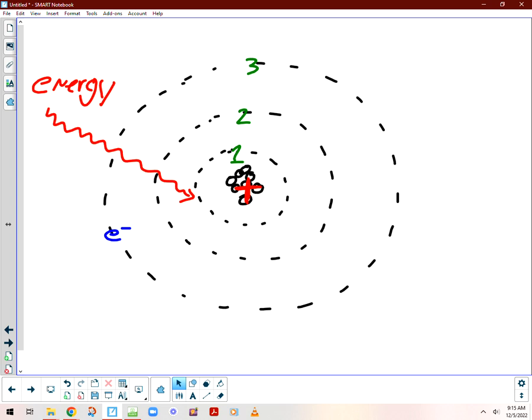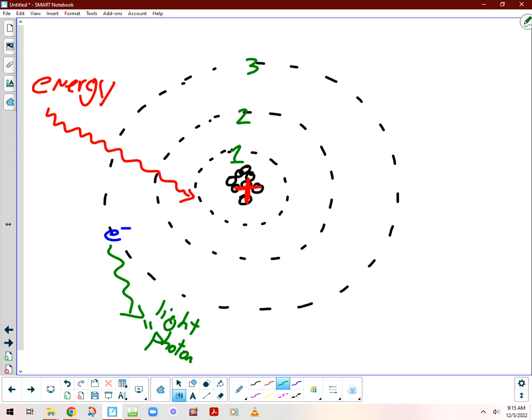Now, it can't stay up there, and it can't hold on to that energy because it's not stable. So, it's going to spit that energy back out in the form of light, specifically in the form of what's called a photon, just a little packet of light, and when it does, it's going to fall back down to where it was. But this is when atoms give off light. This is all light everywhere.